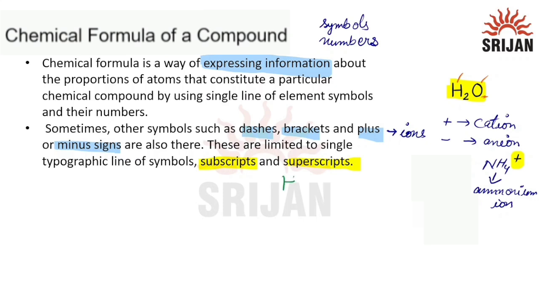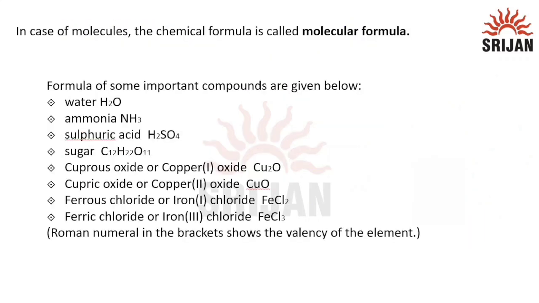Like this, if H2 is written, the 2 is written on the lower side. This is known as a subscript. But if this is written like this, NH4 positive, this plus sign is written on the upper side. This is known as a superscript. Now let us discuss some important compounds and their molecular formula.